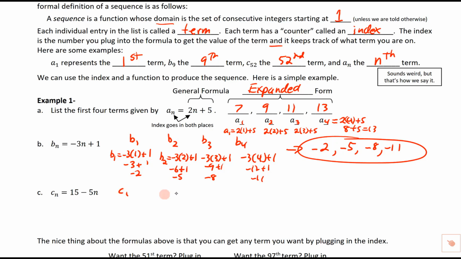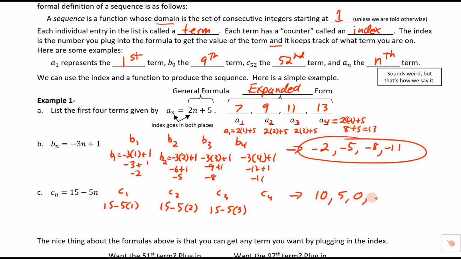So we're going to do C1, C2, C3, C4, and then we'll write the answers over here. So I'm going to plug in a 1, so this is going to be 15 minus 5 times 1, so that's going to be 15 minus 5, that's going to be a 10, so I'm just going to write a 10 over here, speed up the work just a little bit. This is going to be 15 minus 5 times, again we're plugging in that index there, so times 2, so this is going to be 15 minus 10, so that's going to be 5. And then we're going to do 15 minus 5 times, plug in the index of 3, because that's what the formula said to do. And we end up with 15 minus 15, so this one's a 0.